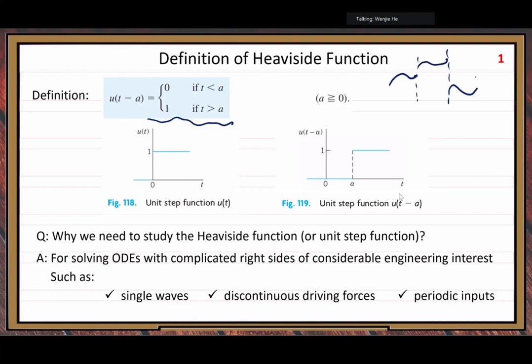Then periodic inputs. Sometimes we only want part of the periodic input, not the complete periodic input. So how do we get a part of it? We use this function, multiplied by a periodic function, so we can get a part of the periodic function.